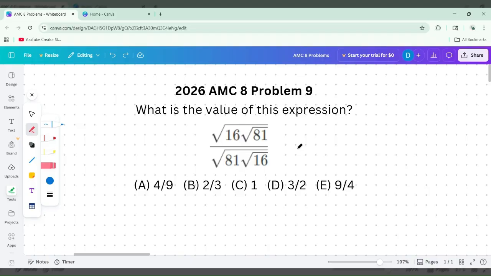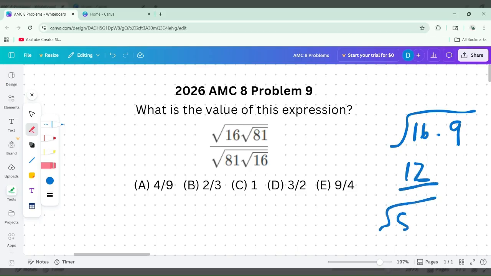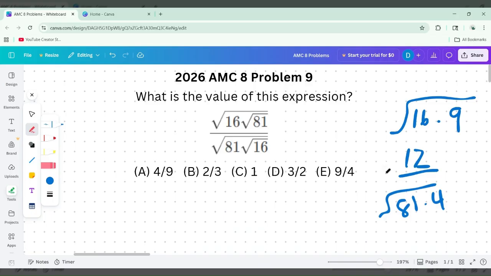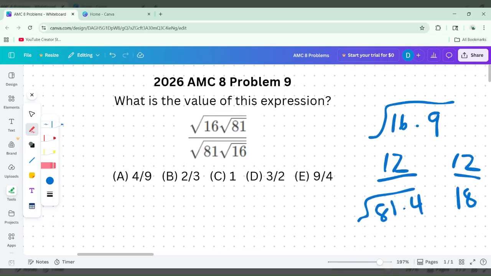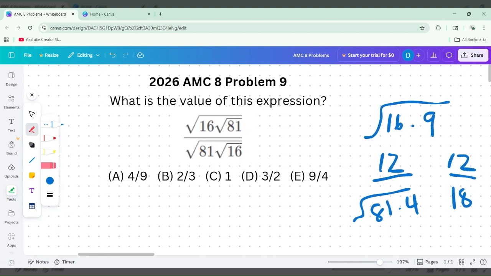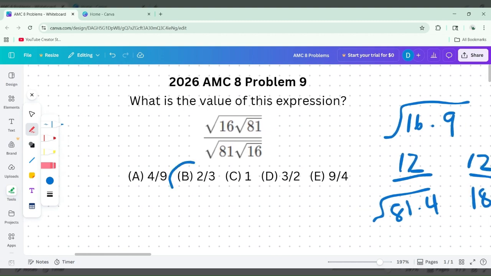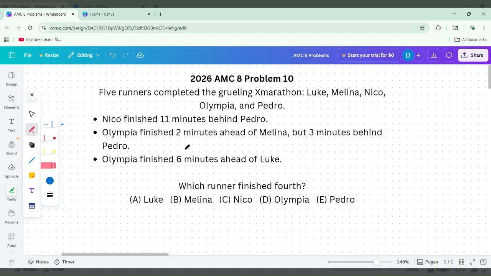Problem 9. So we can just solve. Square root of 81 times 16, the square root of that. So that's just 9 times 4, that's 36... so that's 12. And then we have the square root of 81 times the square root of 16, which is just 4. And the square root of 81 times 4 is just 9 times 2. So that's 12 over 18. Now we have to simplify, so it's just 2 over 3. The answer is B.